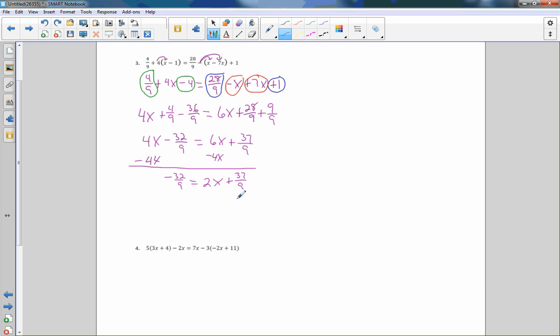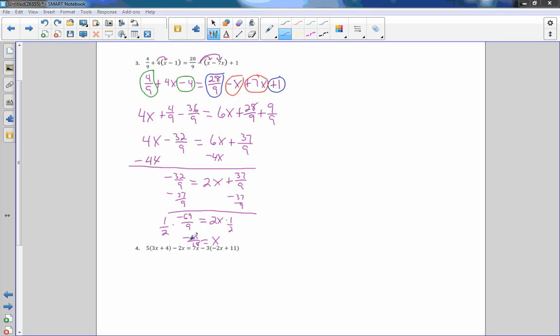To get this over here, I'm going to subtract 37 over 9, subtract 37 over 9, and I'm going to be left with 2x on the right. Negative 32 minus 37 is negative 69 over 9. To get rid of this 2, I'm going to divide it by 2. That's the same as multiplying by a half. That will leave me with x and negative 69 over 18.